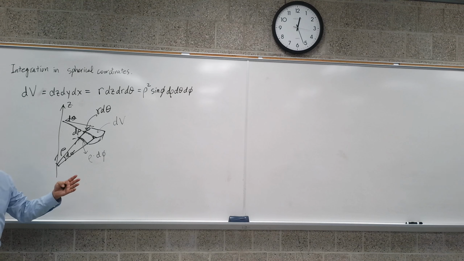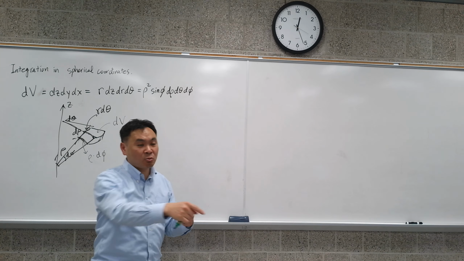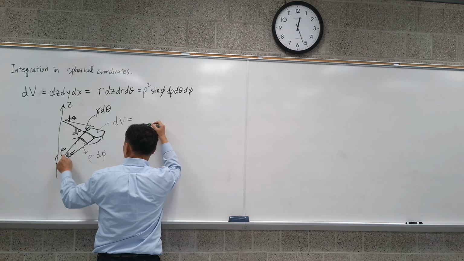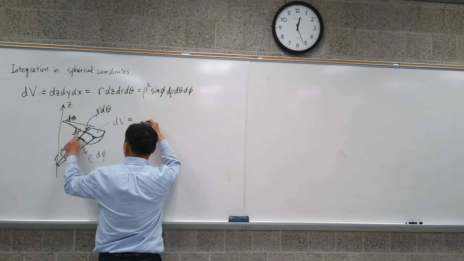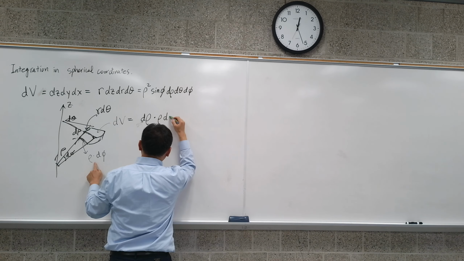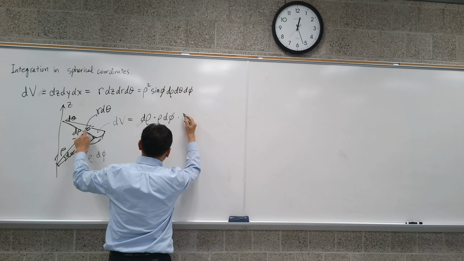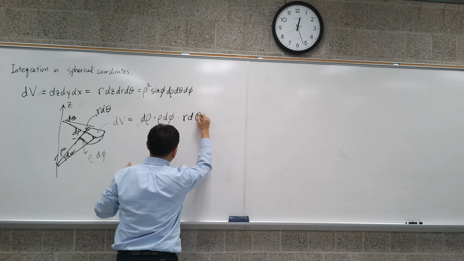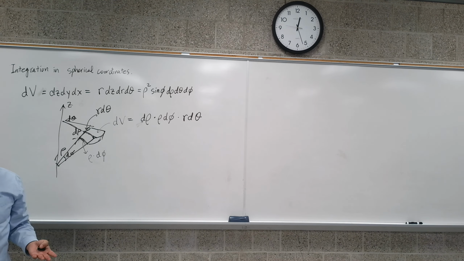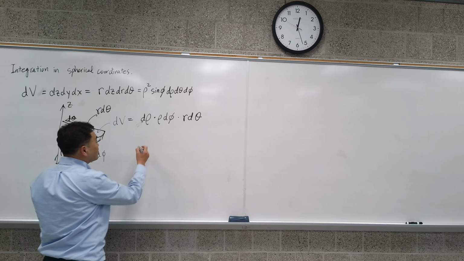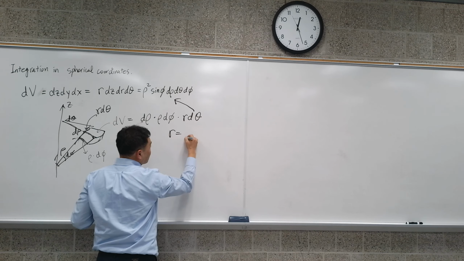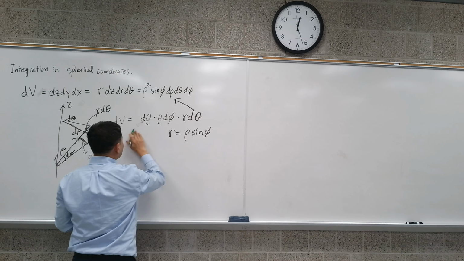And if you use that the volume is base times length times width times height, then you have dV equals d rho, which is this length, times rho times d phi times r times d theta. But then r is what? r is rho times sine phi, right? That was the formula that we had before. So you do that and you get exactly this formula. If you use r equals rho times sine phi, you get that answer.